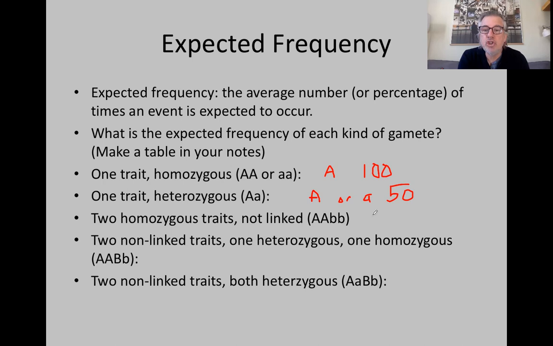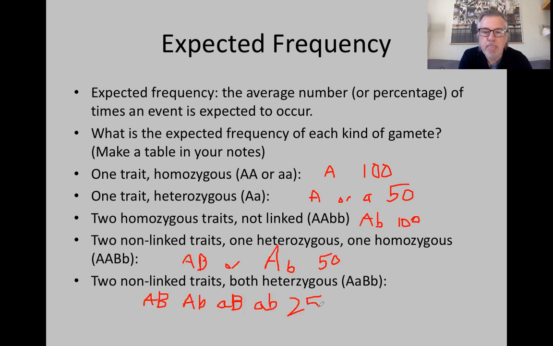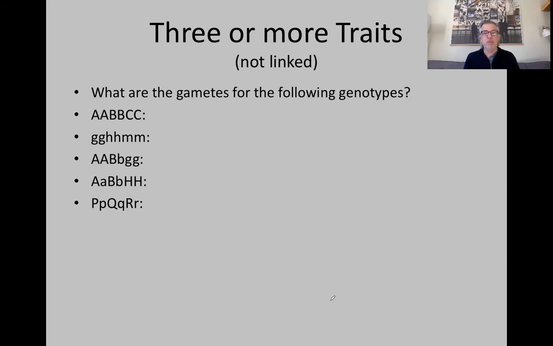Now I'm going to just show you the rest of them. So here they are for the final 3 problems. 2 homozygous traits that are not linked, big A, where they're both homozygous, 1 gamete 100% of the time. 2 non-linked traits, 1 heterozygous, 1 homozygous: there are 2 gametes that can be produced, each 50% of the time. And for 2 doubly heterozygous traits, 4 gametes each produced 25% of the time. Pause the video if you're having some trouble figuring that out. Get this down in your notes. I'm going to leave you with these problems for fun.